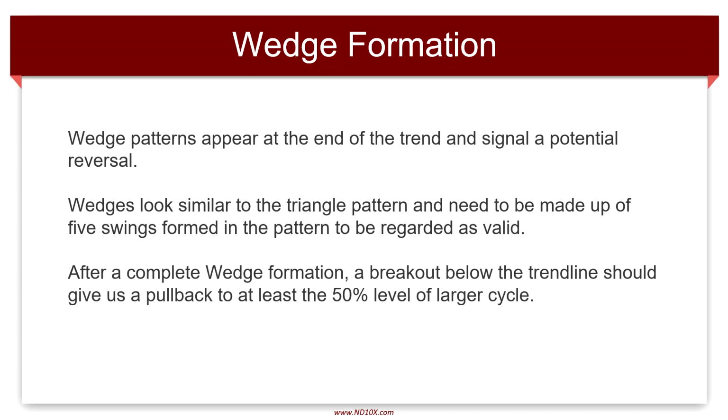Wedge patterns appear at the end of the trend and signal a potential reversal. Wedges look similar to the triangle pattern and need to be made up of 5 swings formed in the pattern to be regarded as valid. After a complete wedge formation, a breakout below the trend line should give us a pullback to at least the 50% level of the larger cycle.